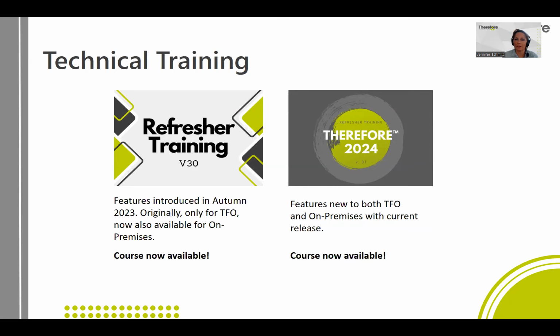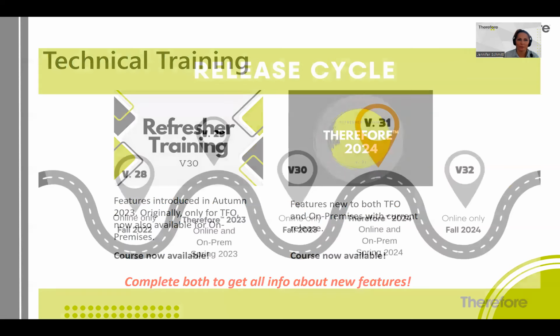If you want to see all of the features that are new, especially for on-premise customers, you need to do both courses. So complete both courses to get all the information about all the new features. However, during today's webinar, I will focus on features that are unique to version 31, because I do want to make sure that I'm not spending too much time, so it doesn't get boring. But like I said, if you want to learn how to configure and install any of these features, the technical training is the place to go.